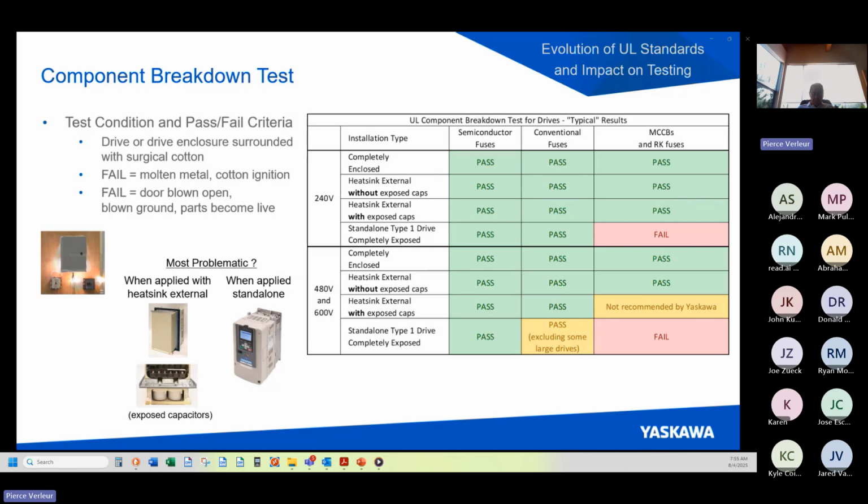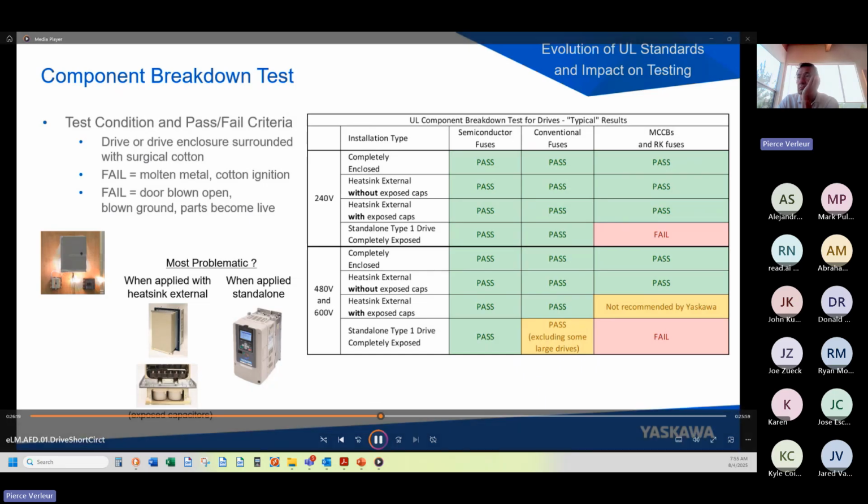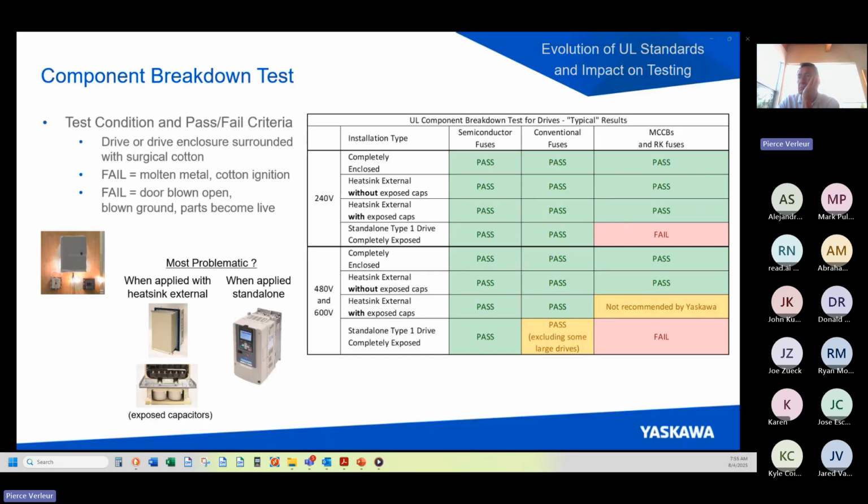Across the top from left to right, we have semiconductor fuses, which are the fastest acting and offer the best protection. In the next column, we have conventional fuses such as class CC, J, or T, and these are also adequate protection in many cases. And then in the far right-hand column, we have molded case circuit breakers and RK fuses, which are the slowest acting devices and thus have more limitations of use.